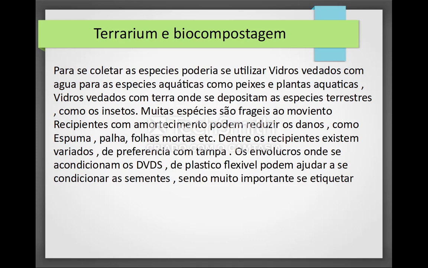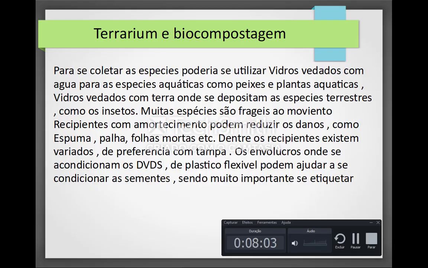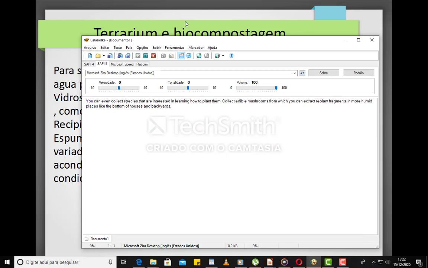To collect the species, it was possible to use water-sealed glasses for aquatic species such as fish and aquatic plants, and glasses sealed with soil where terrestrial species are deposited, such as insects. Many species are fragile. To move them, damped containers can reduce damage, such as foam, straw, dead leaves, etc. Among the containers there are several, preferably with a lid. The flexible plastic wrap of DVDs can help to condition the seeds, and it is very important to label.